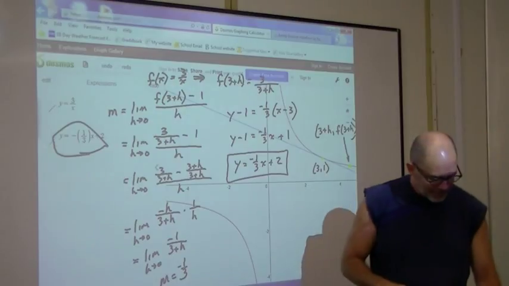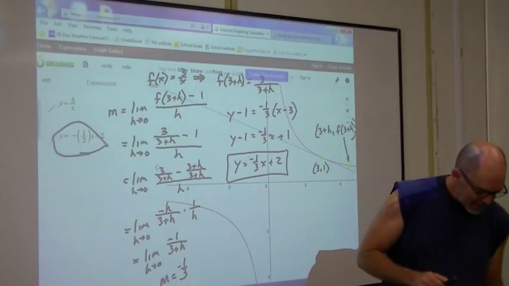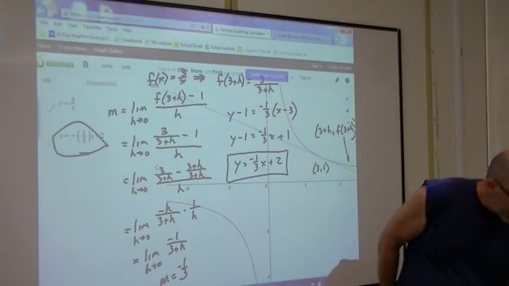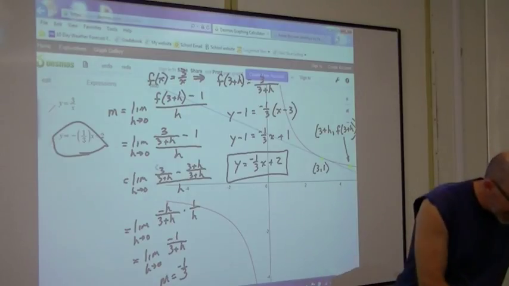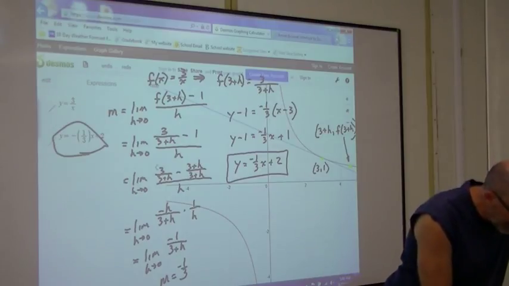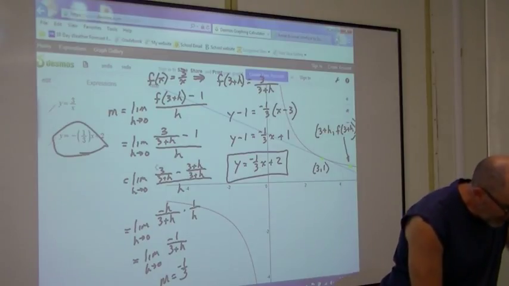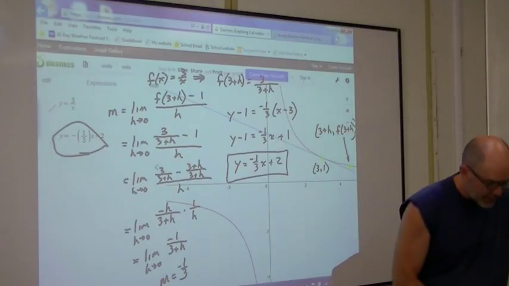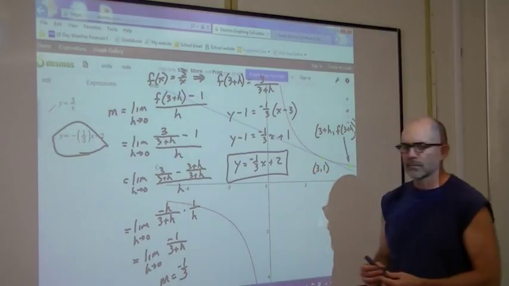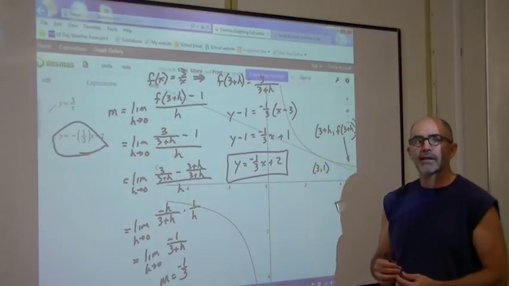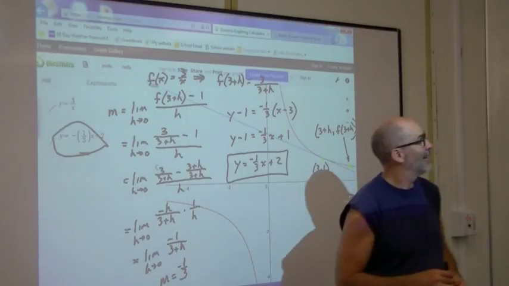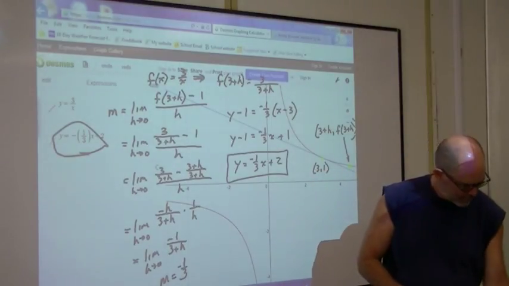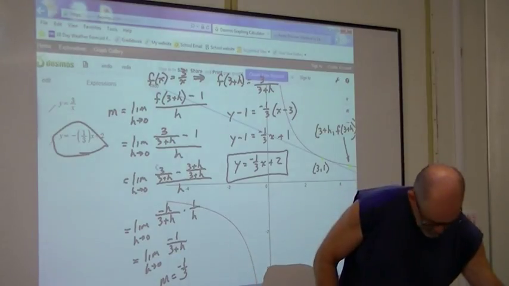Okay. Now, let's get on to example 3. Find the slopes of the tangent lines to the graph of the function f of x equals square root of x at the points 1, 1, 4, 2, and 9, 3. Okay. That's kind of annoying. Cool.